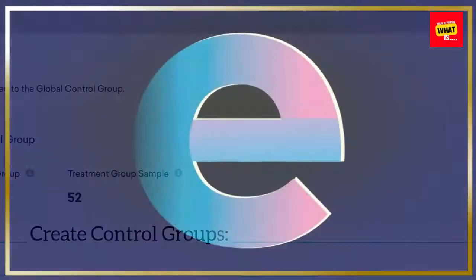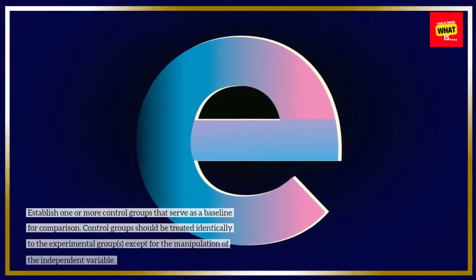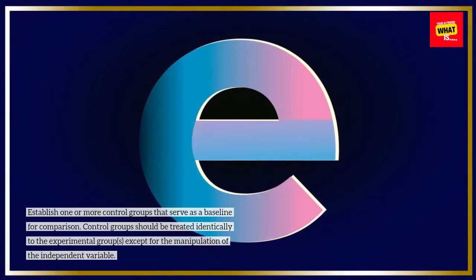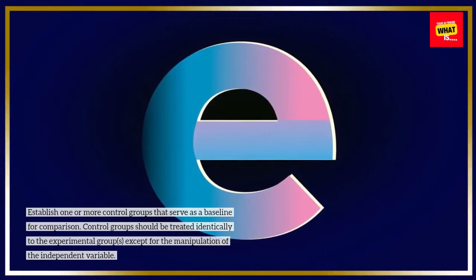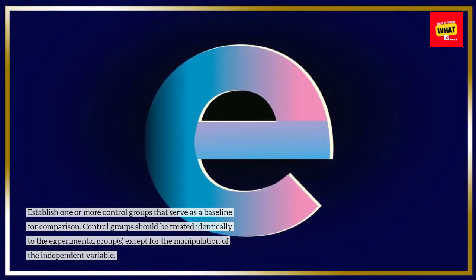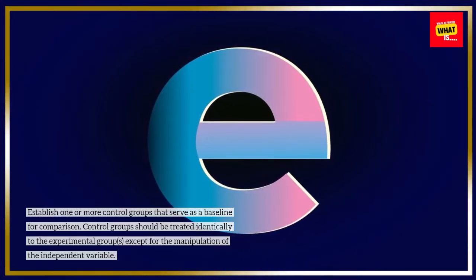Create control groups. Establish one or more control groups that serve as a baseline for comparison. Control groups should be treated identically to the experimental groups except for the manipulation of the independent variable.